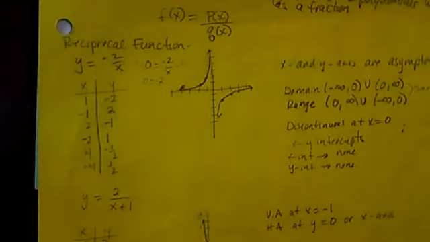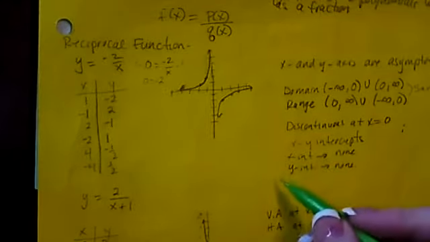Okay, now let's look and see what our vertical asymptote is on this. So I don't have it written over here. So let's look at a vertical asymptote.